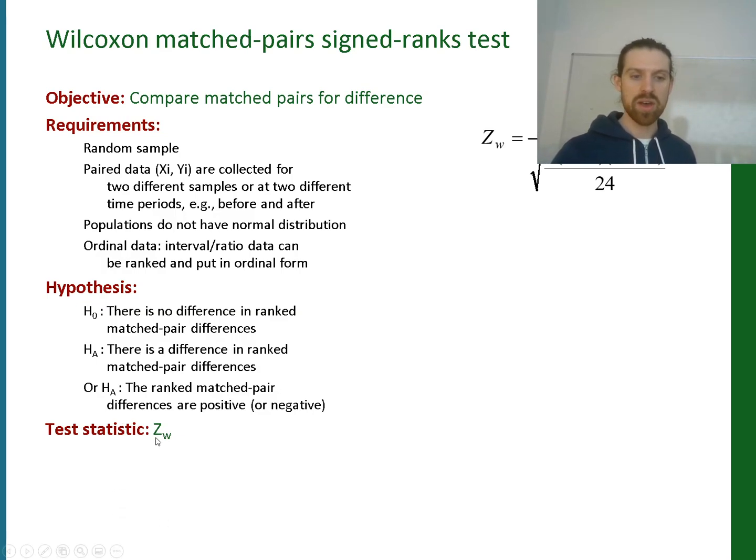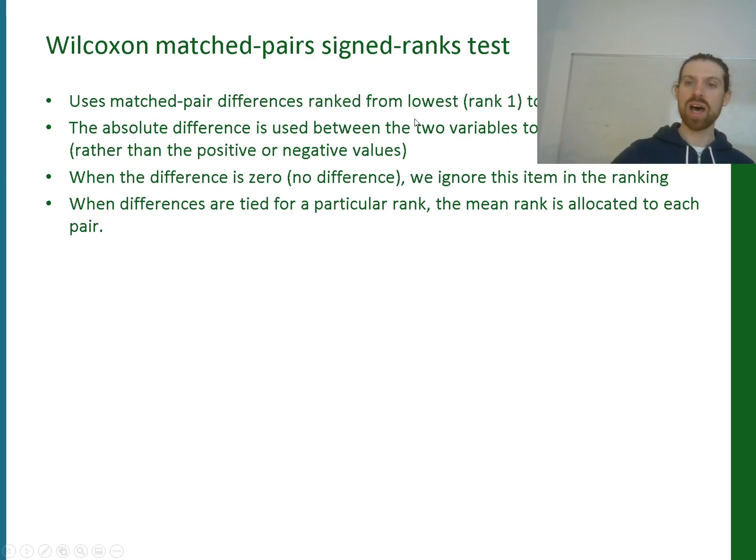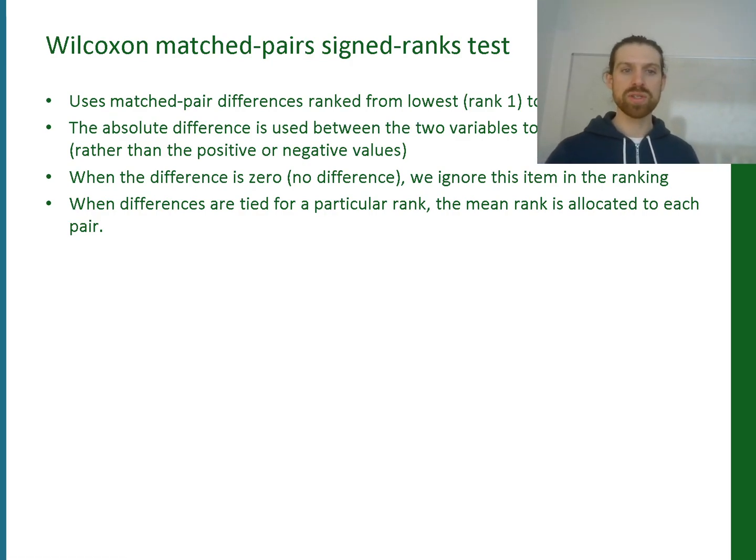And then we need to get the test statistic ZW here. Okay, and this is a rather intimidating looking equation, but it's fine. We're going to run through how we get that. In the lab, we'll run through this, but basically what we do is we get the matched pairs differences and we rank them from the lowest to the highest, and we get the absolute difference between the two variables to determine the rank. When the difference is 0, we ignore those particular rows in the ranking. And when the differences are tied for a particular rank, the mean rank is allocated.